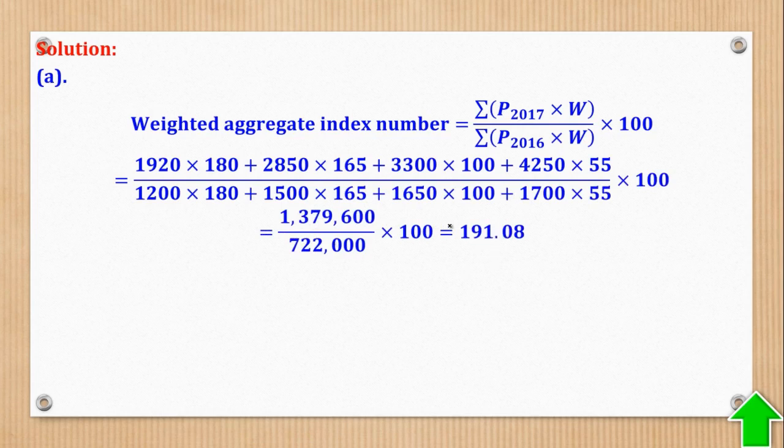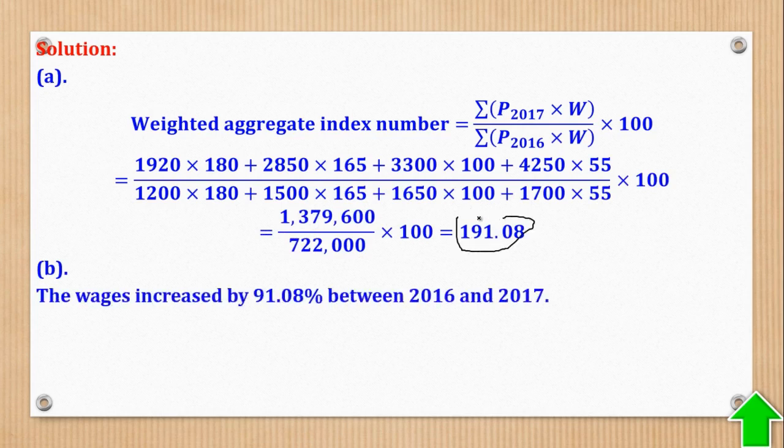In part B, they wanted you to comment. For commenting, you first take this value minus 100 to get 91.08. So that is what you write here: the wages increased by this between these two years which are given in the question. Now why do we say increased? We say increased because this value is above 100. If it was below 100, you would have said decreased.